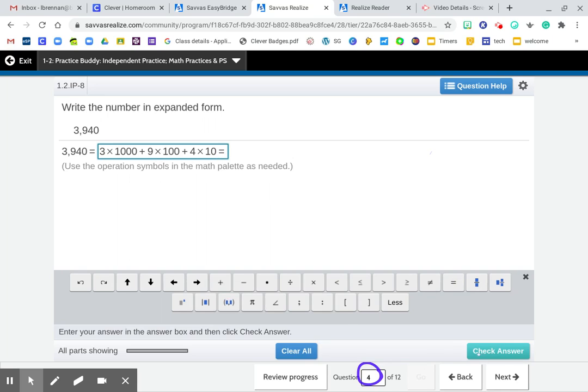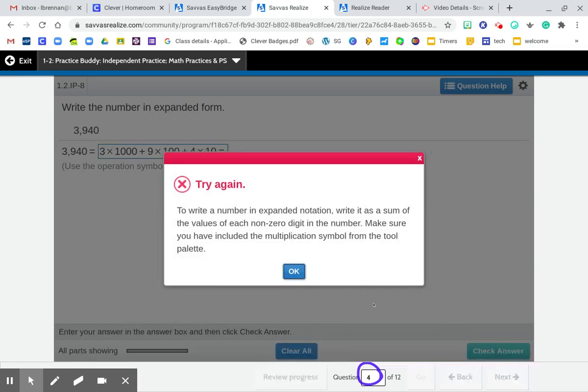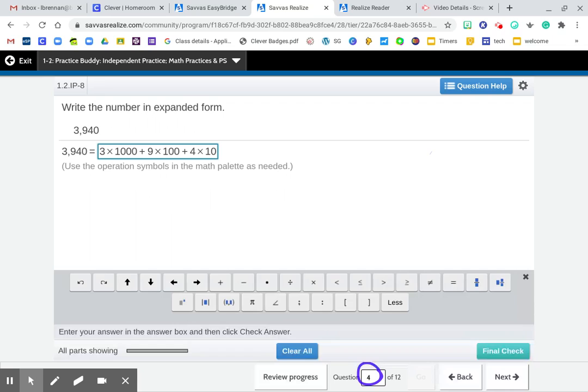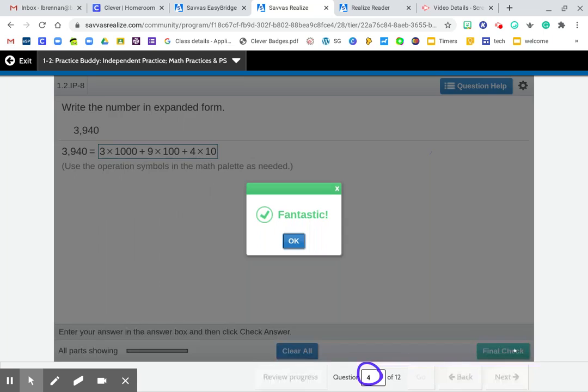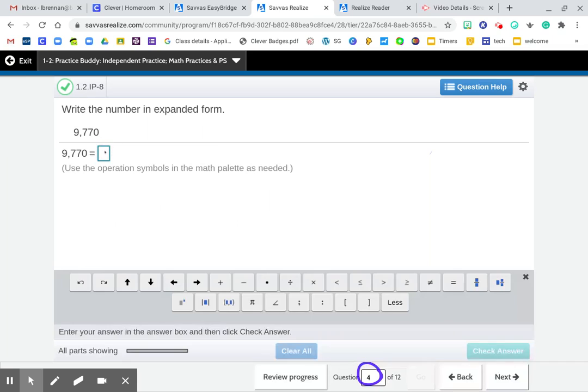Let's see what happens. Let's see if we get it right there. Up. Make sure you have included the multiplication. So I'm going to actually take out the equal sign and see if that will get it. There we go. So I just showed you some of the common errors kids make when they're doing this. So you've got to use that toolbar, and you can always go back over your answer and make changes. So maybe I want to do another one of those just because I didn't do that one quite right. Didn't use the right tools.